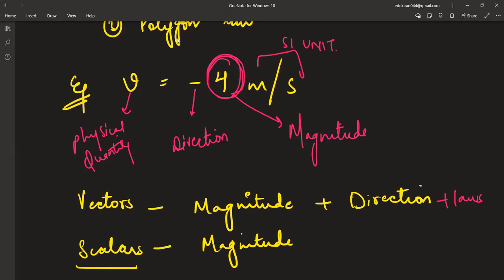Written till here? See, we have started with the vector quantities. Right now, we have not gone into the details of it. This is just a brief of vectors, how to differentiate between vectors and scalars. So in vectors, you have the magnitude, direction, and the laws. The laws we'll study later. First, let us just study unit vectors, because we need this.